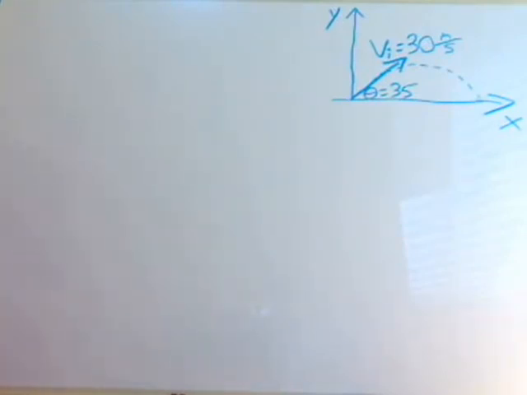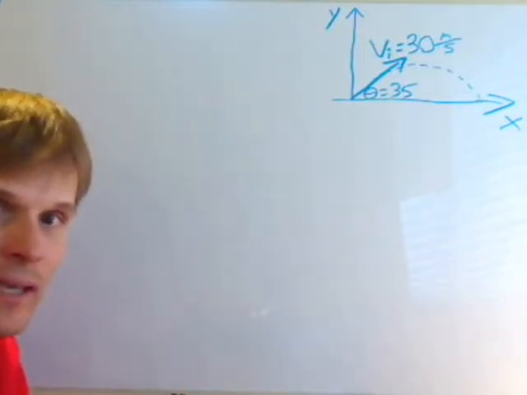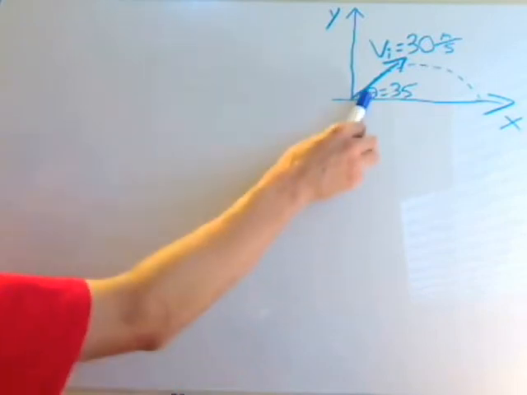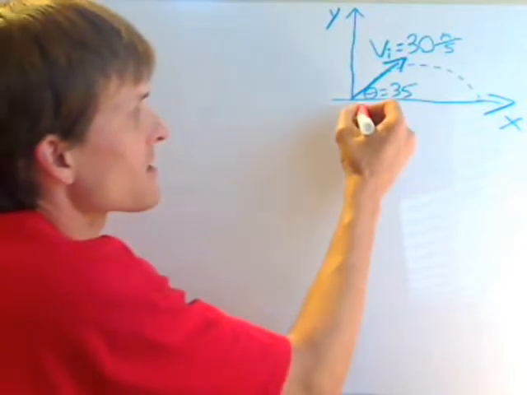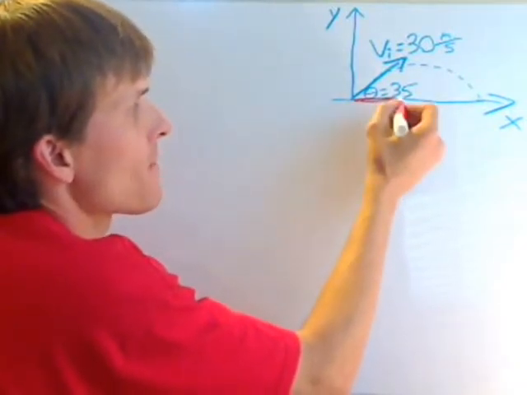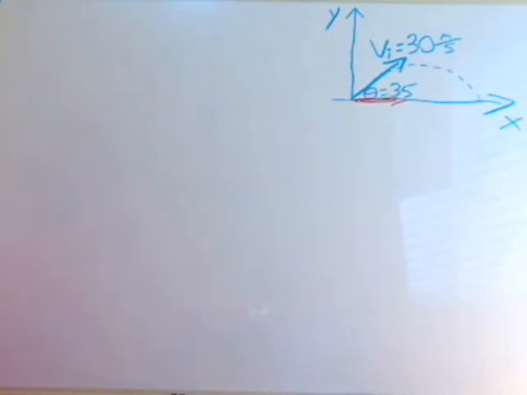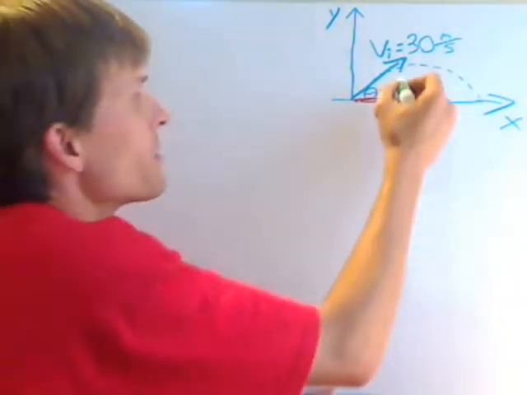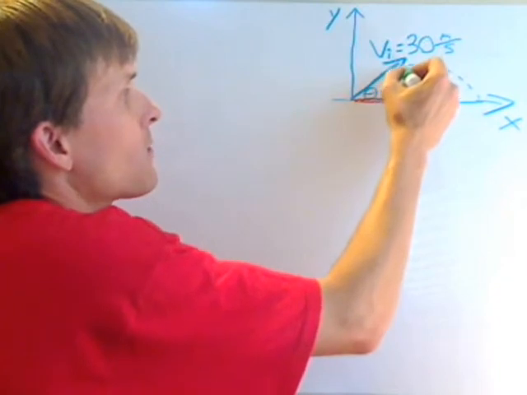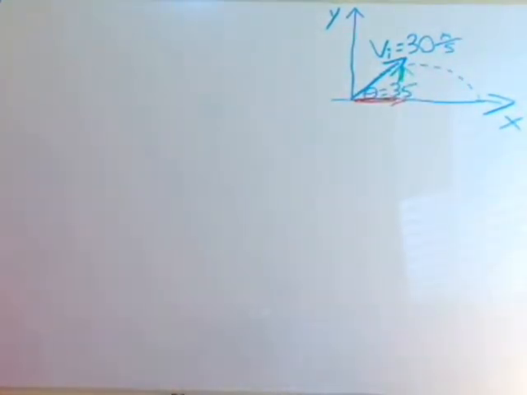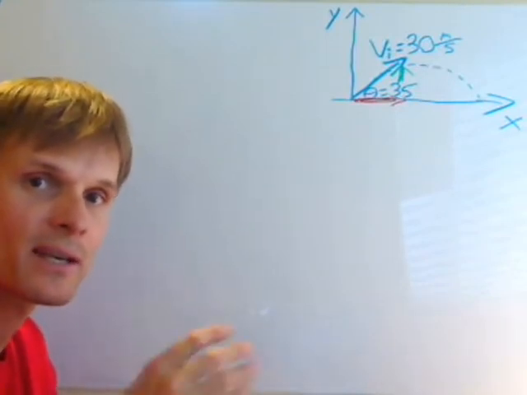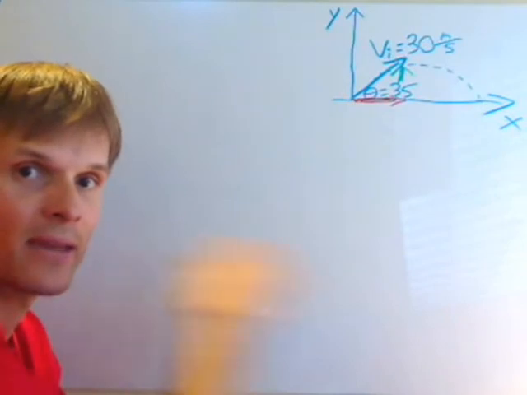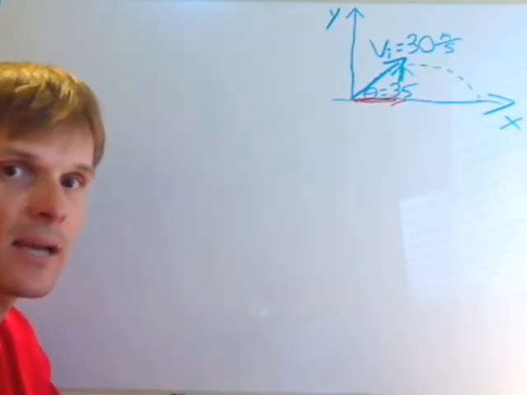Okay? Now, the first step in any projectile problem, before we even get to part A, is we're going to want to know what the individual x and y components are. We want to know the x component of that vector, and then the y component. The reason we want to know this is because, for two-dimensional motion like this, we can completely separate the vertical and the horizontal motion.